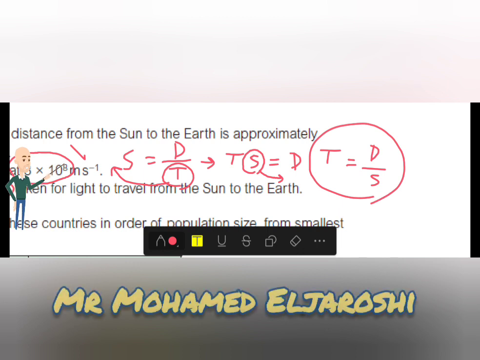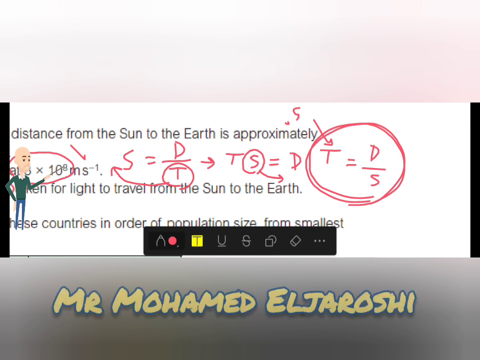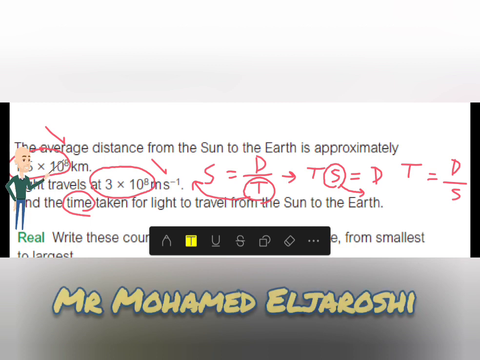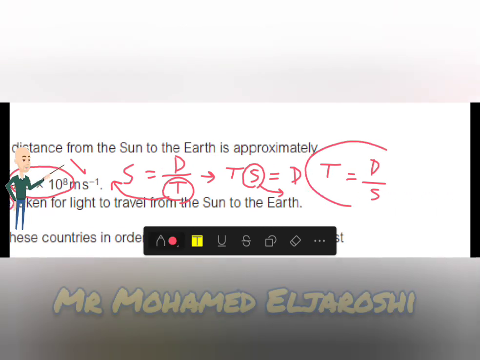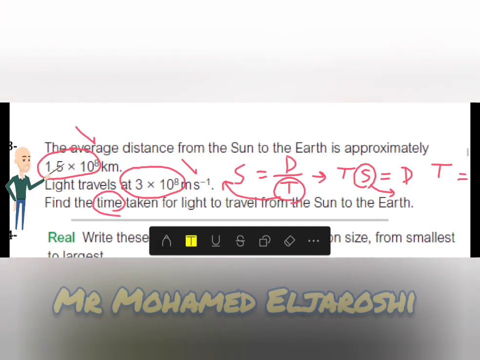So focus on this. I took T here by multiplying, and then took S here by dividing, okay? Now I can use this formula because I don't know the time, but I know the distance and I know the speed. So I'm going to divide them to find the time. As you can see, we found the formula that we're going to use, but we have something we have to talk about, which is what?